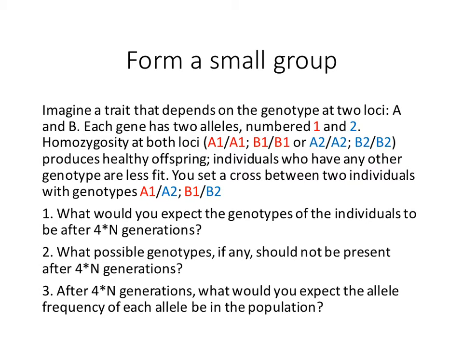After you go through 4N generations, where N is the population size, it doesn't matter what the population size is, what would you expect if you went back to this population that was established by a dihybrid cross? What would the genotypes of all of the individuals in the population be? Second question is related to the first. Which genotypes do you not expect to see after that many generations go by? And then the third question, after that same number of generations, when you look in the population, what's the allele frequency of A1, A2, B1, and B2?